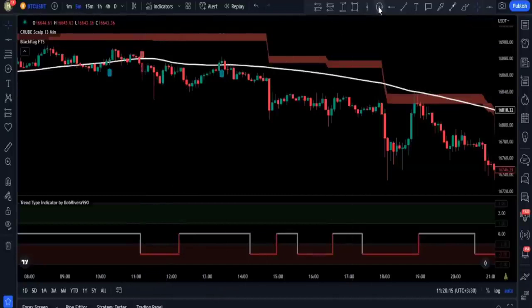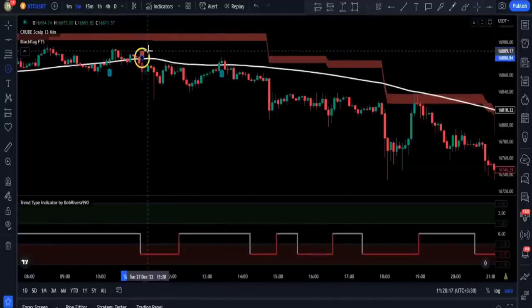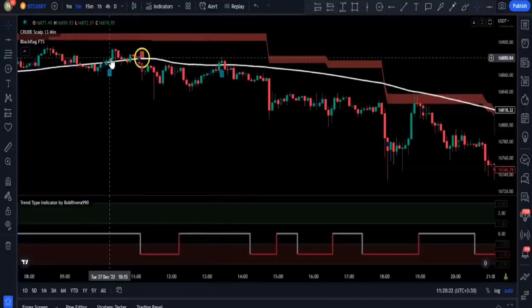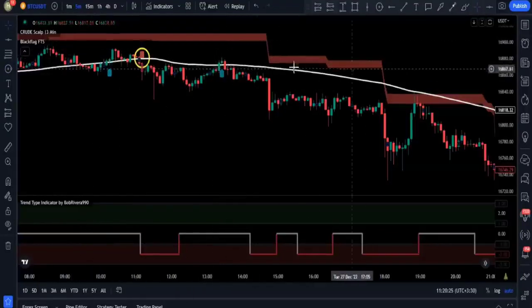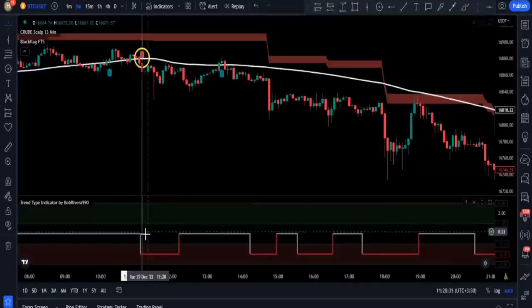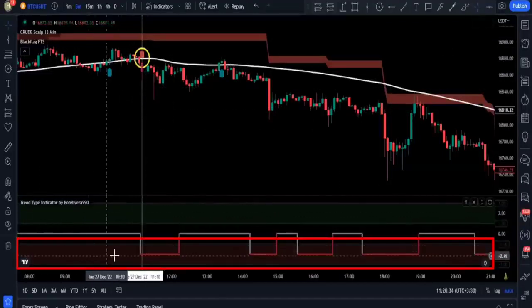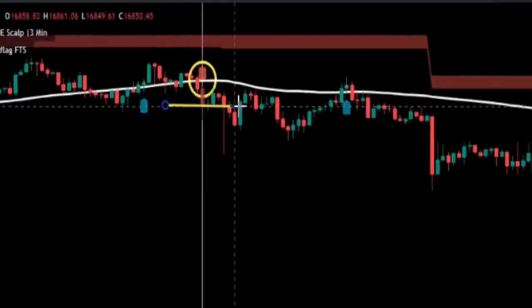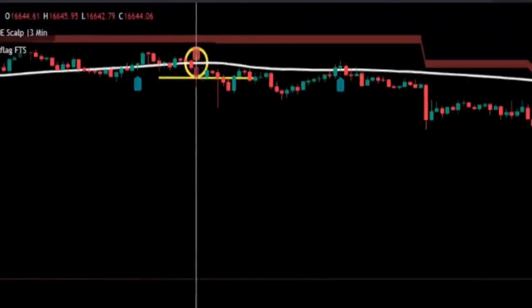Also, for the sell trades, we gotta do the opposite. We need a sell signal, which is, the trigger candlestick must close below the moving average 100 line and also under the red Black Flag. And if I draw a vertical line, the trend type's line needs to be in the lower area and also red. All these conditions are met, so at this price, which is the trigger candlestick's closing, I can enter a short trade.